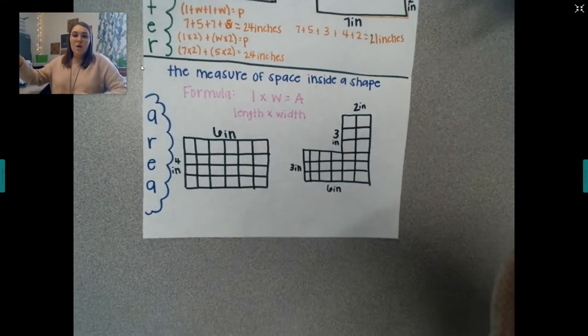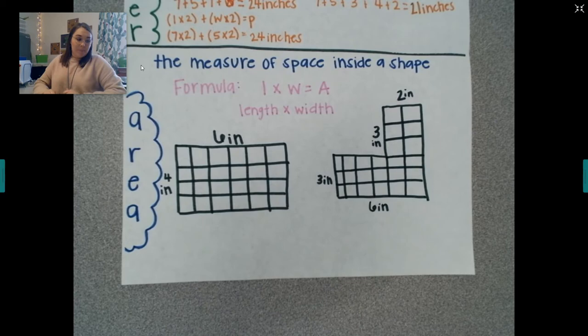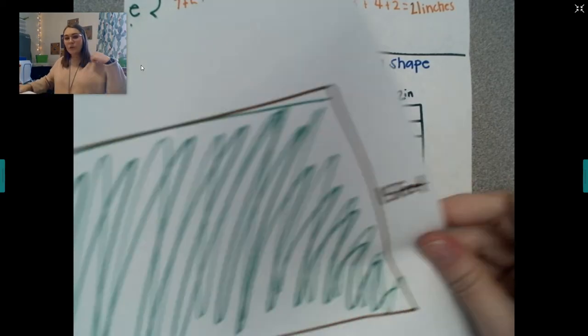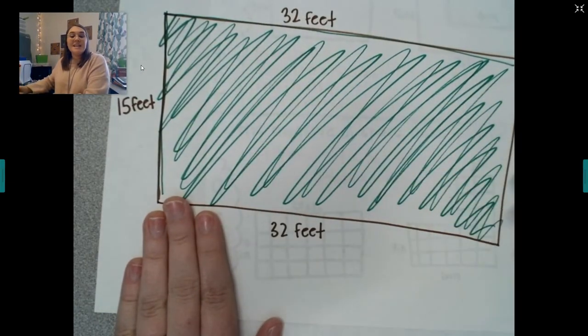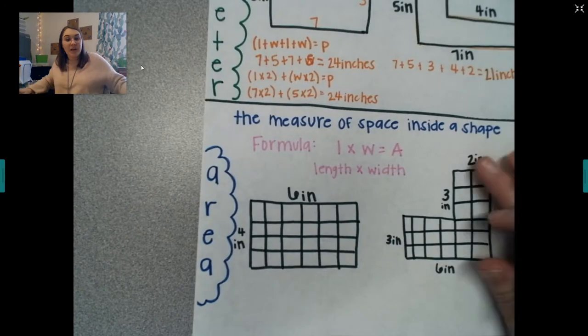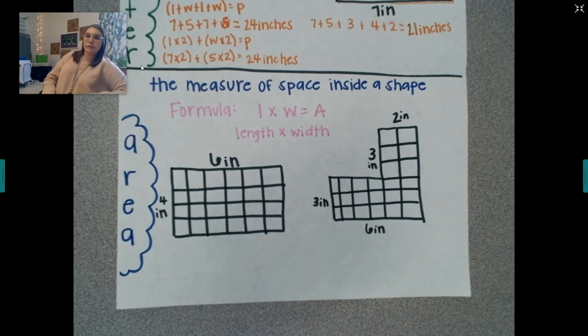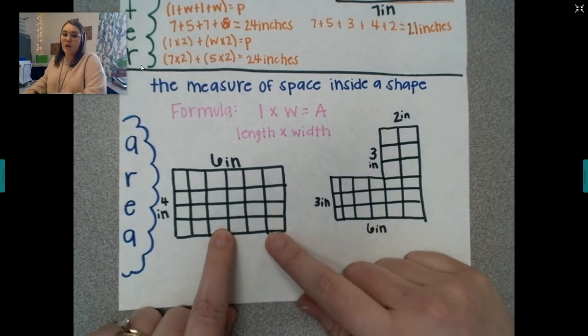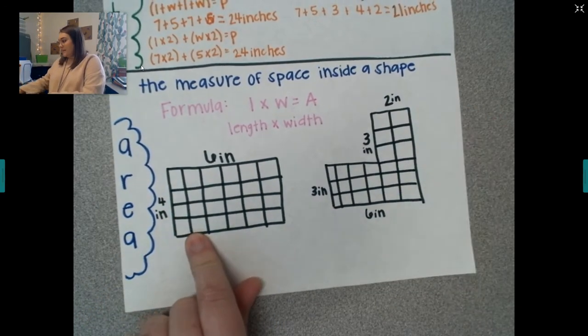All right, so let's go ahead and look at our anchor chart for today. So area is the measure of space inside a shape. So that's why, in order to see how much grass I need, that's why I colored all of this in, because it's the inside of a shape. That's the area. Can you say area? So if you see words like carpet, if you see grass, that's all having to do with area. So let's take a look at this first shape. We have 6 inches on this side and 4 inches on this side.